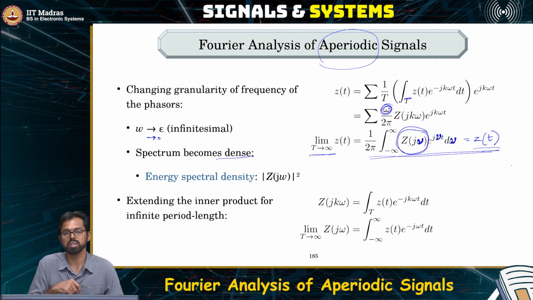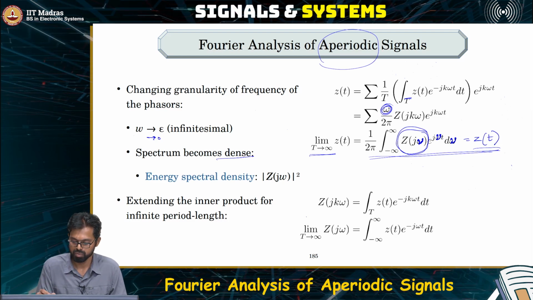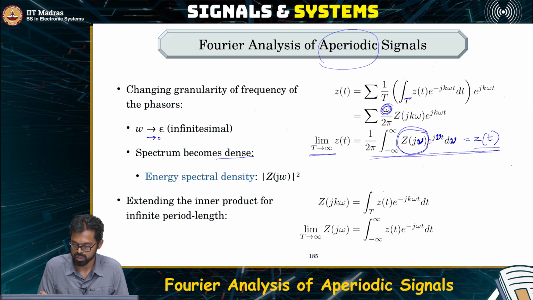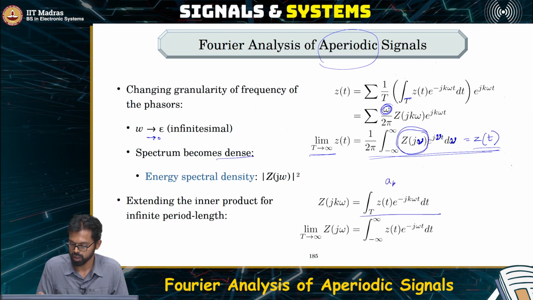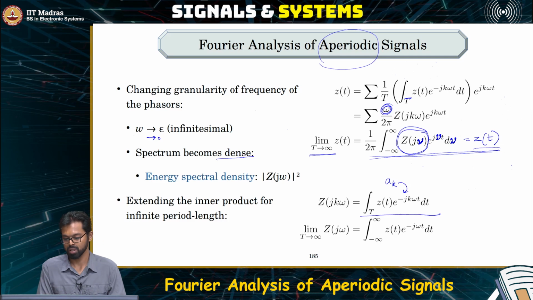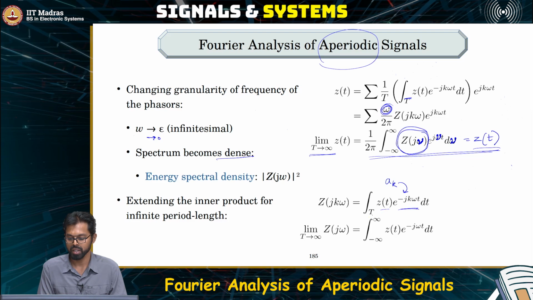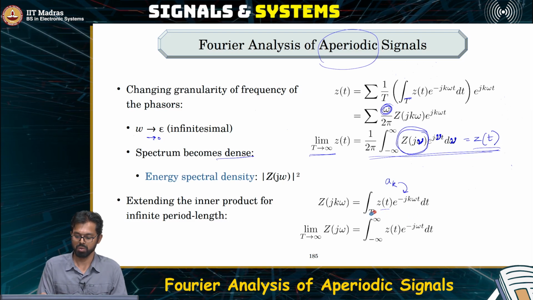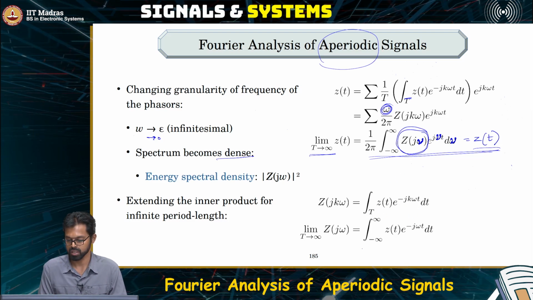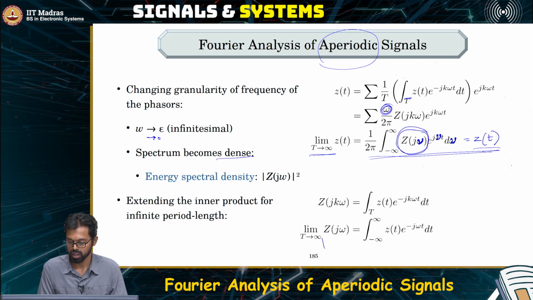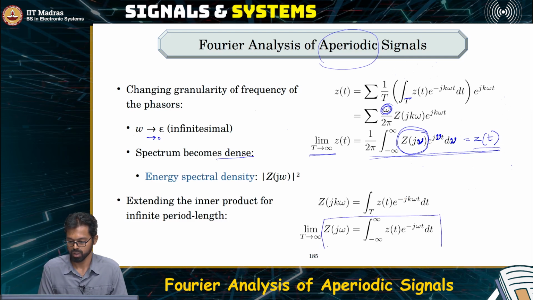Now how do we compute these Fourier coefficients? We did the same thing earlier, right? The computation of a_k was exactly this. You just find the inner product of z with the phasor in one period, but this period now tends to infinity. That's all. So all we do is the same thing. We'll just let T tend to infinity. Now this is how you compute your inner product.